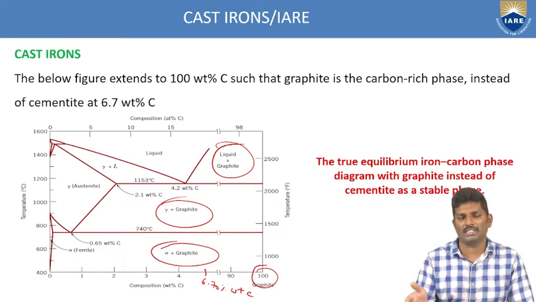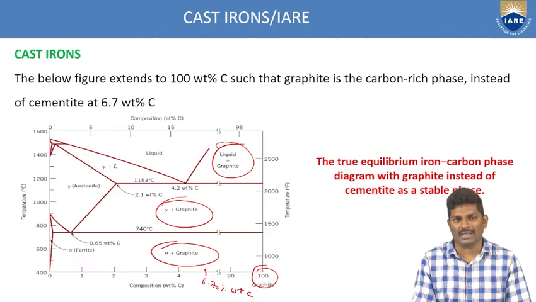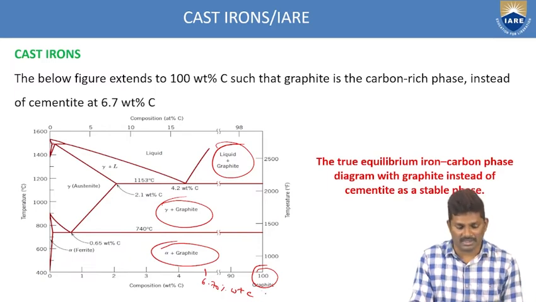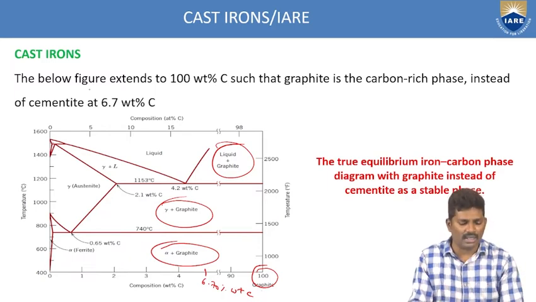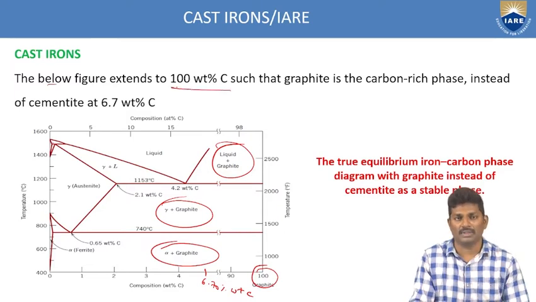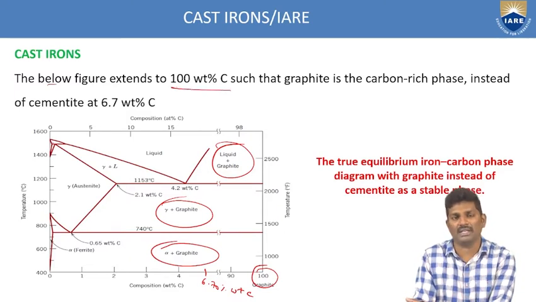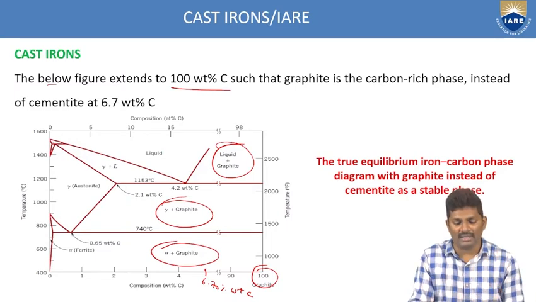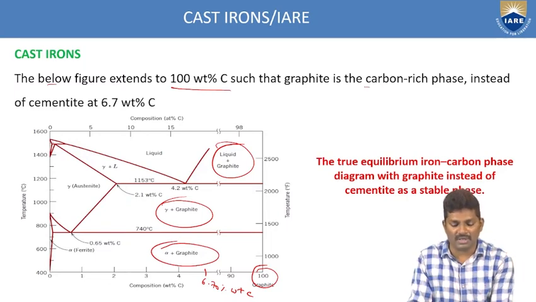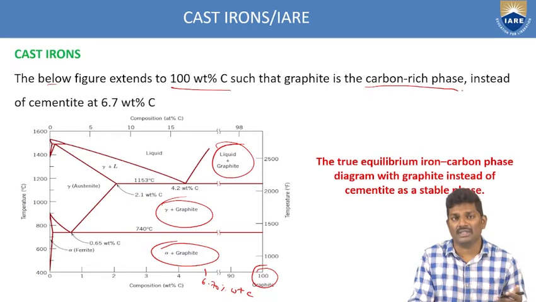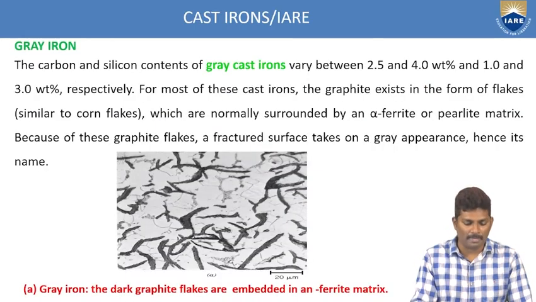So if you cross that 6.70 weight percentage, we can get the graphite weight percentage here. So here the figure is extending up to 100 weight percentage of carbon. If you extend up to 100 weight percentage, we are getting graphite, the carbon-rich phase, instead of the cementite at 6.7 weight percentage of carbon.